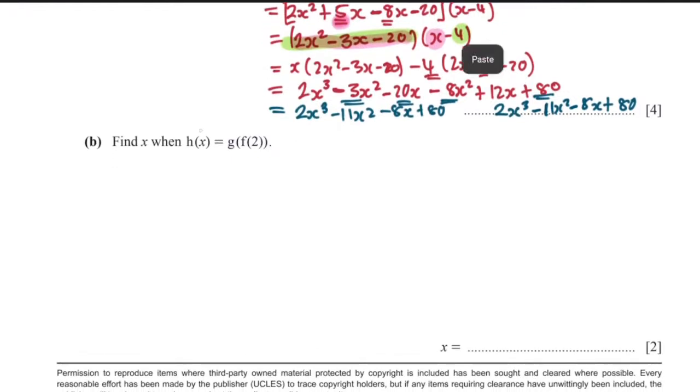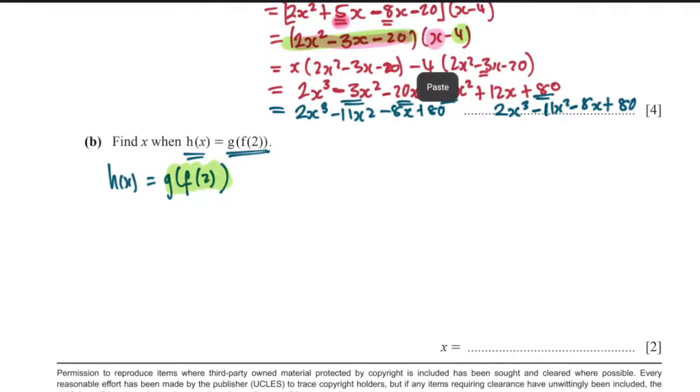Find x when h of x is equal to g f of 2. So I'm going to solve their equation. G f of 2. The work we have is here. We don't know gf of 2. How do you get it? You start with the most inside thing. F of 2.